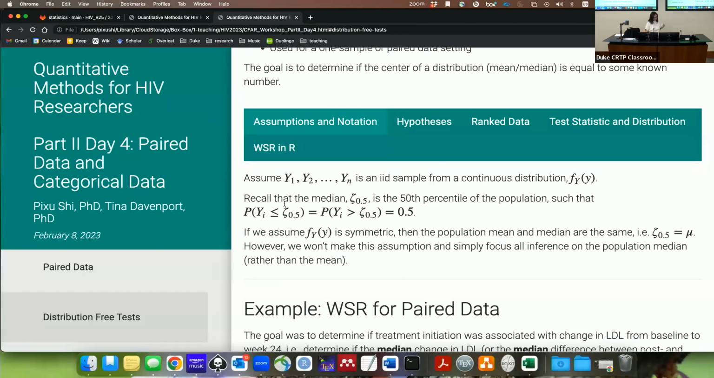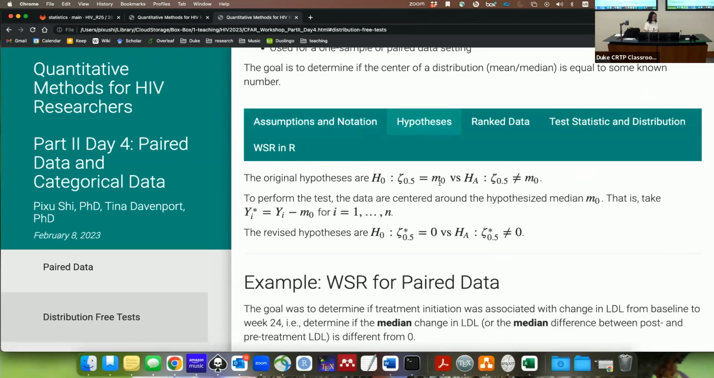So the assumption is that under the null hypothesis, the center, the median, of the distribution is around a certain value. Suppose the null hypothesis is M0, it means that under the null, the distribution center, the median, is at M0, and the alternative is that the center is different from M0. Regardless of the value of M0, you can subtract that from your data, so your data will be centered, and then you can test your centered data against 0. And that's why we simplify this test into just looking at the median equal to 0.